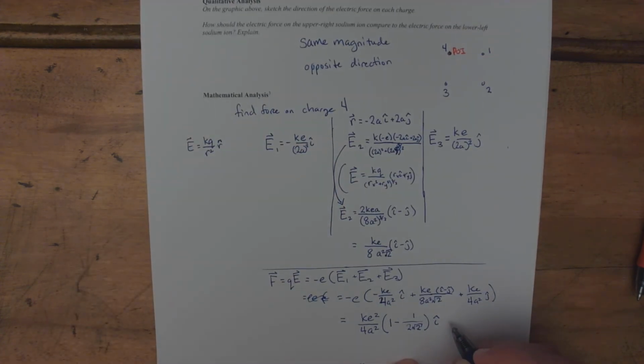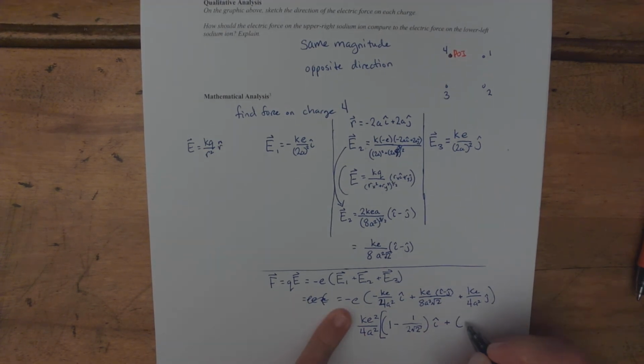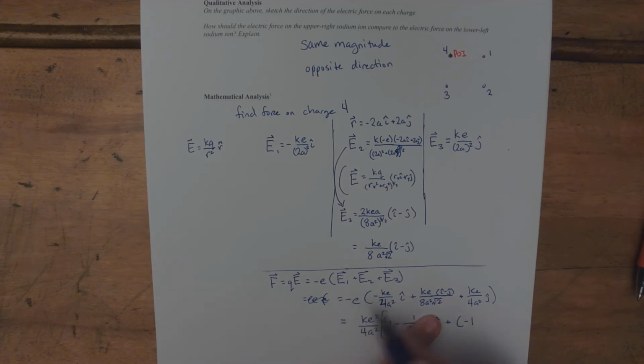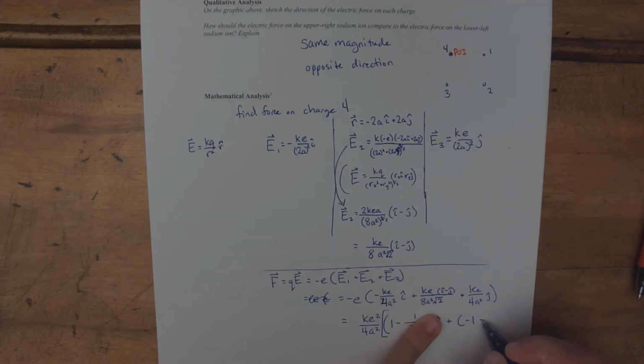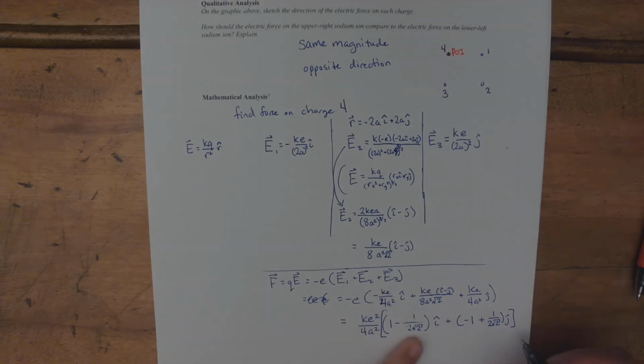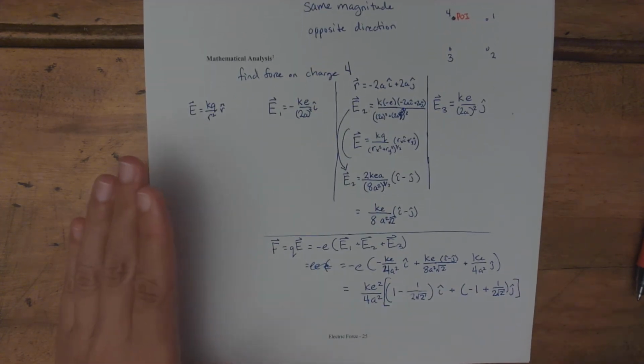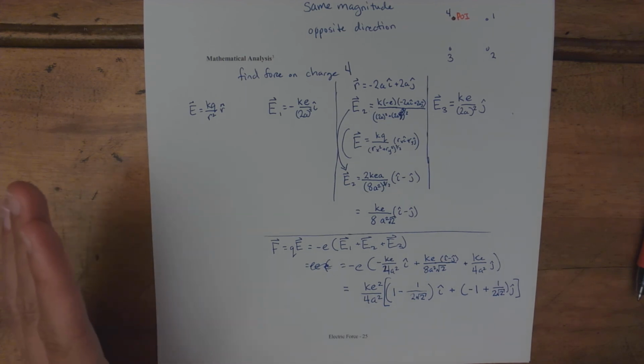And for the j hat, this is ke squared, when I multiply by the e here, over 4a squared, but it's going to be negative. So let's pull this outside of everything. And then for the j hat, this term here will be negative 1, and then from this term here, if I have a negative times a negative, that makes it a positive, so that'll be plus, and then it will be this. You can check that on your own. Okay, and then we just have to put in numbers, and you can do that on your own as well.